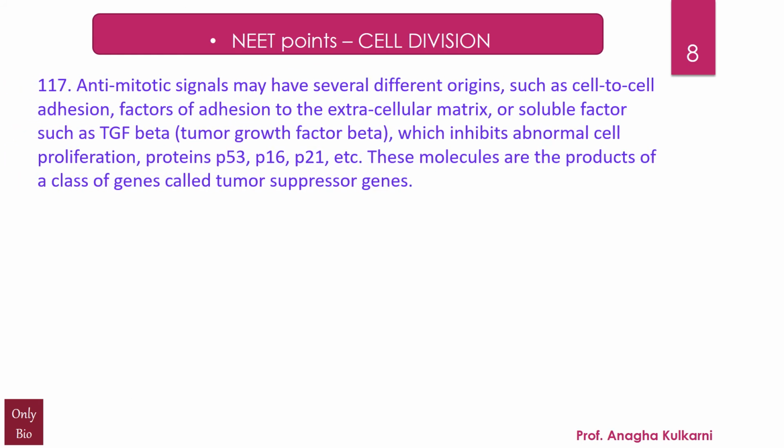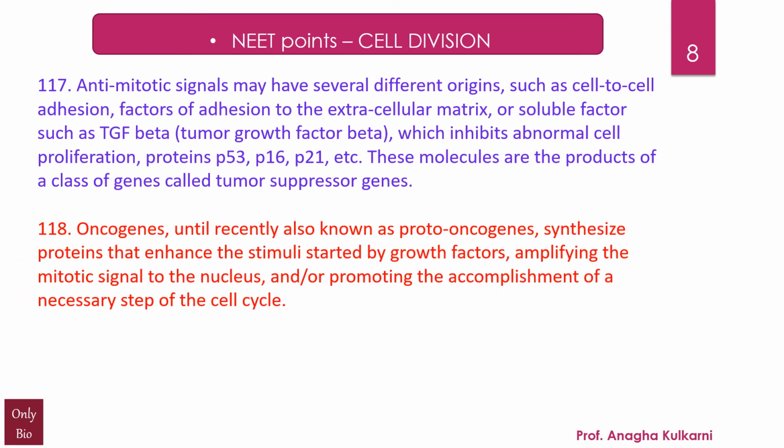Next point, anti-mitotic signals may have several different origins, such as cell-to-cell adhesion, factors of adhesion to the extracellular matrix, or soluble factors such as TGF-beta, that is tumor growth factor beta, which inhibits abnormal cell proliferation, proteins such as P53, P16, P21, etc. These molecules are the products of a class of genes called tumor suppressor genes.